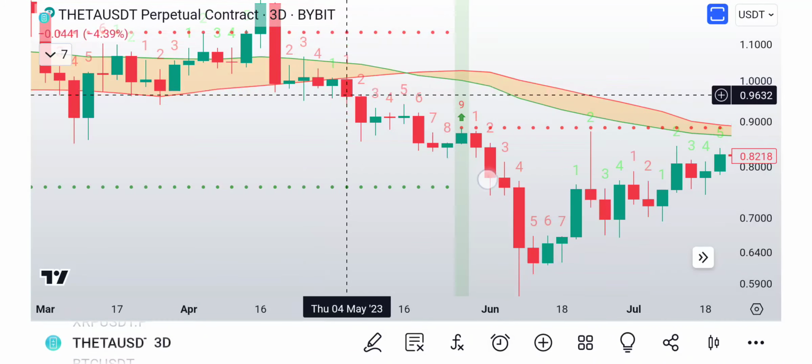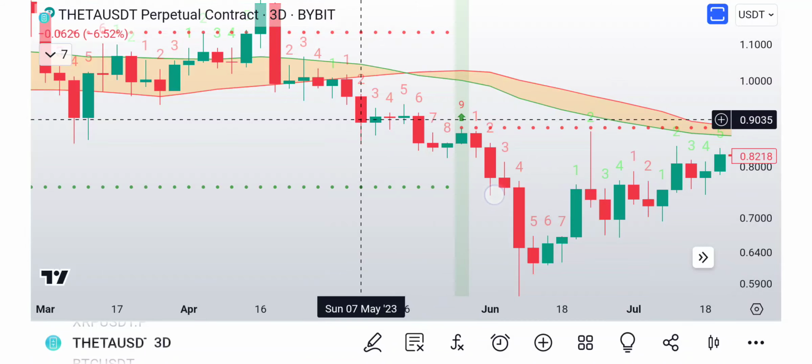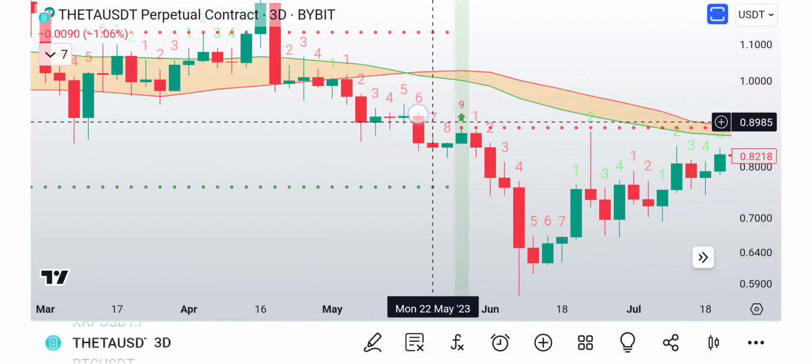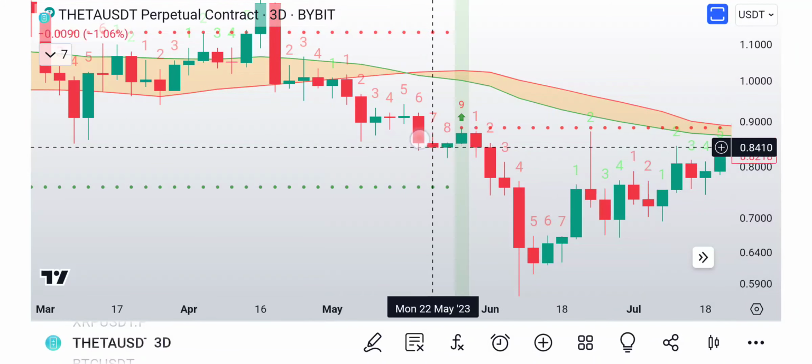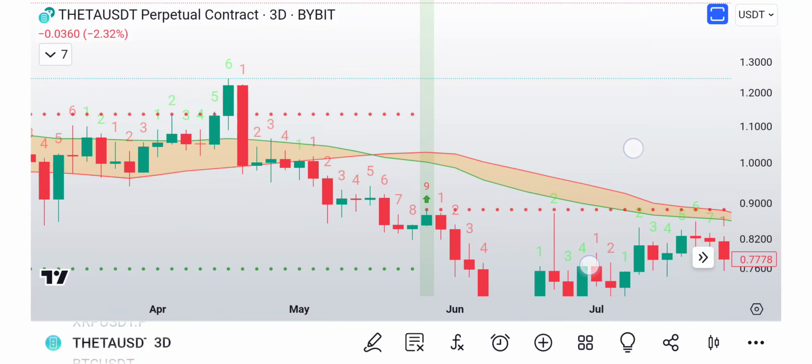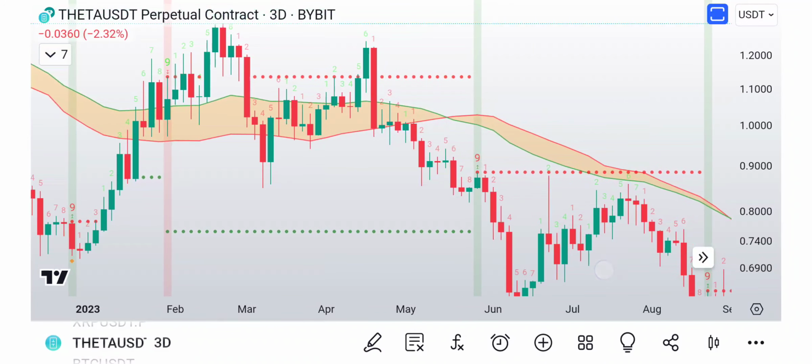It wasn't going down in an orderly fashion as well. See this? You have this big sideways consolidation here, which basically took a lot of the trend out. So I wouldn't have really trusted that 9.